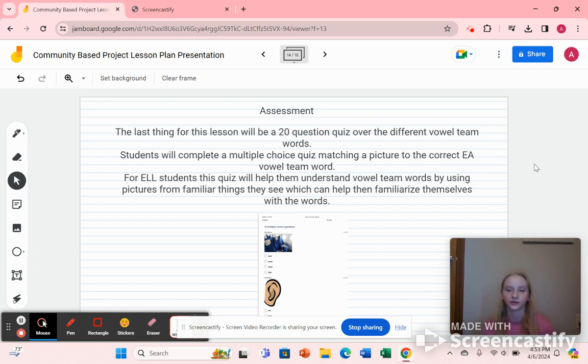For ELL students, this quiz can help them understand vowel teams by seeing pictures of familiar things that they either see in the classroom or just in the world around them, and they can help familiarize themselves with the words in English, as well as understanding that these words have EA vowel teams and they have different patterns of vowel sounds.